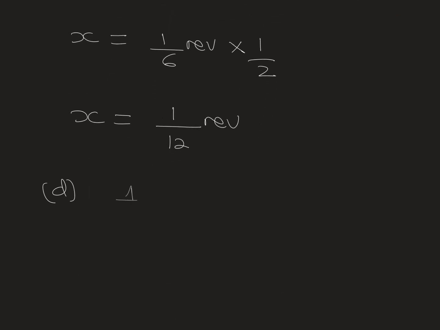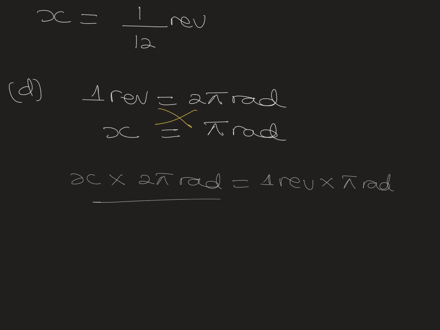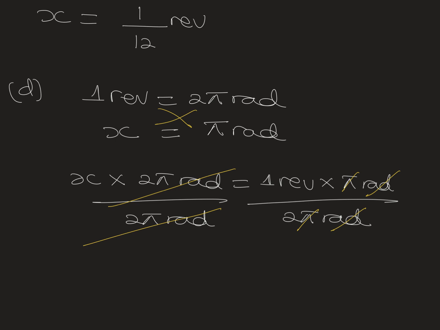D, if 1 revolution is equal to 2 pi radians, so what is pi rad in terms of revolution? So that will be x. Now we cross multiply, and what will we have? That is x times 2 pi radians is equal to 1 revolution times pi rad. So to find x, we divide both sides by 2 pi radians. So this will cancel this. Pi cancels pi, radian cancels radian. So what are we going to have? X will be equal to 1 over 2 revolution, or half revolution. Okay?